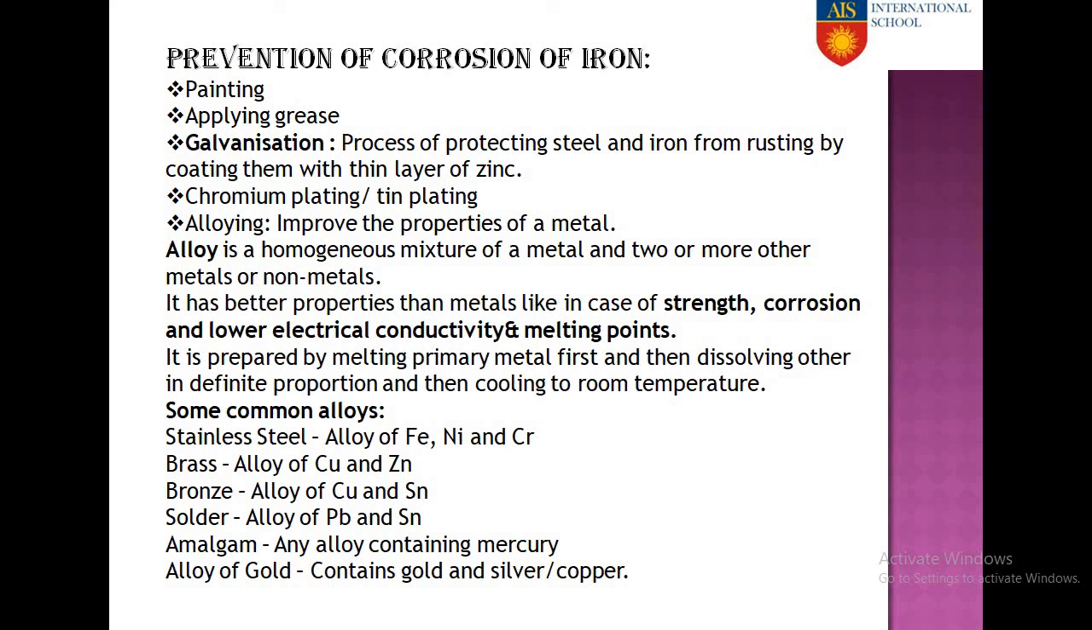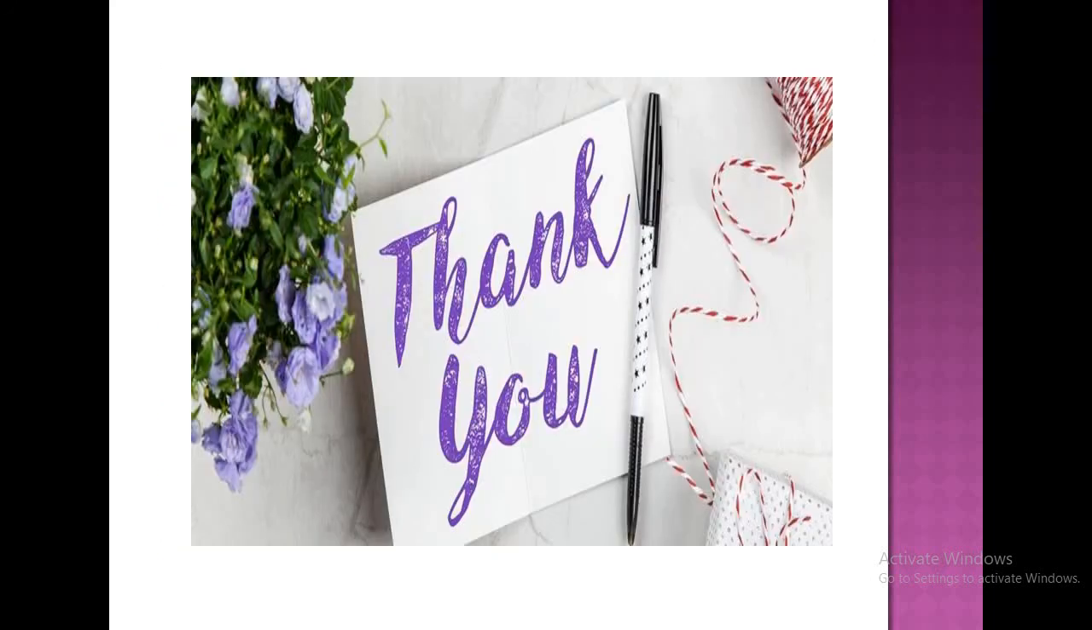Brass, an alloy of copper and zinc. Bronze, an alloy of copper and tin. Solder, an alloy of lead and tin. Amalgam, any alloy containing mercury. Alloys of gold contain gold and silver or copper. Clear? So I hope this video is clear.